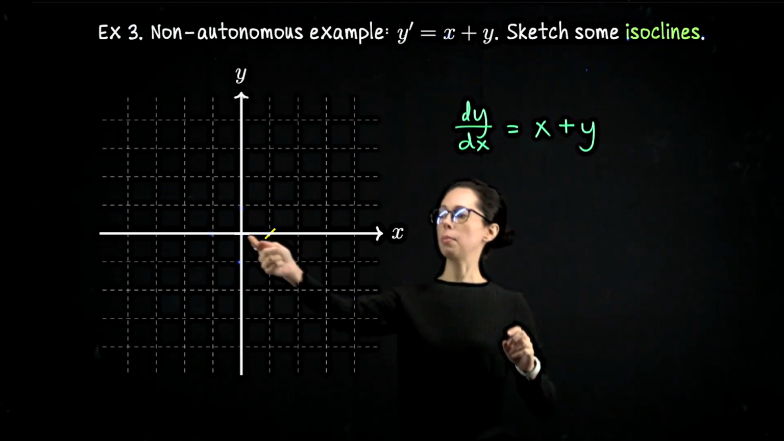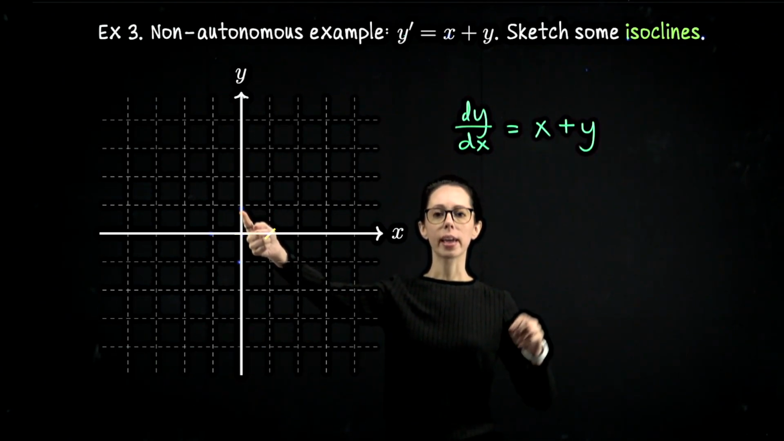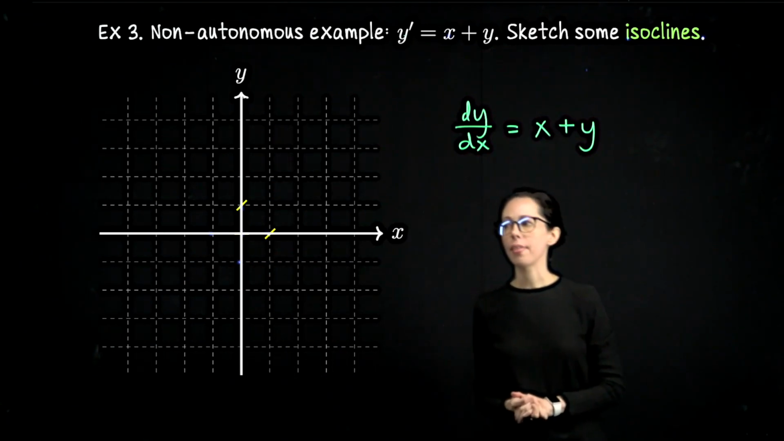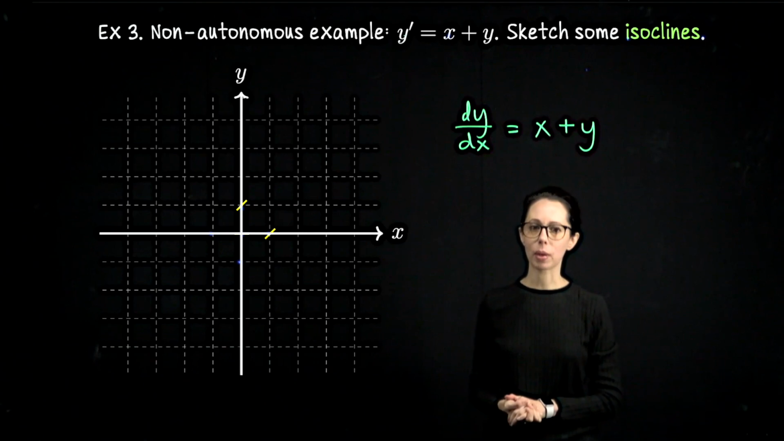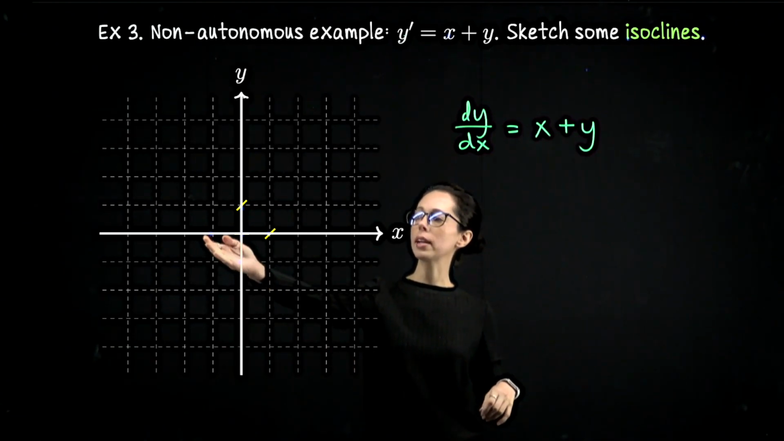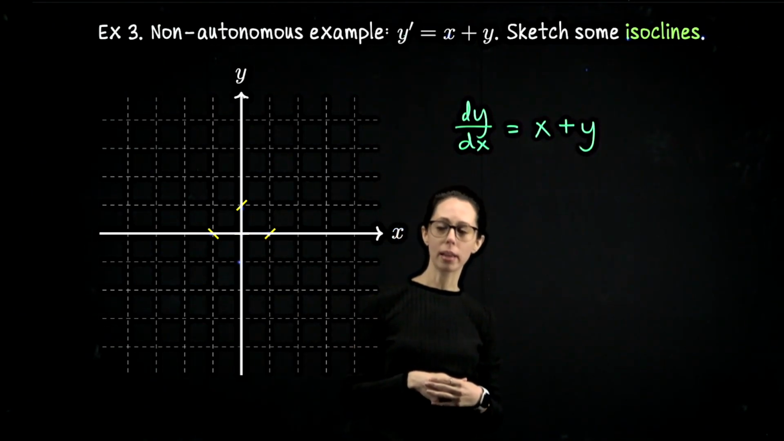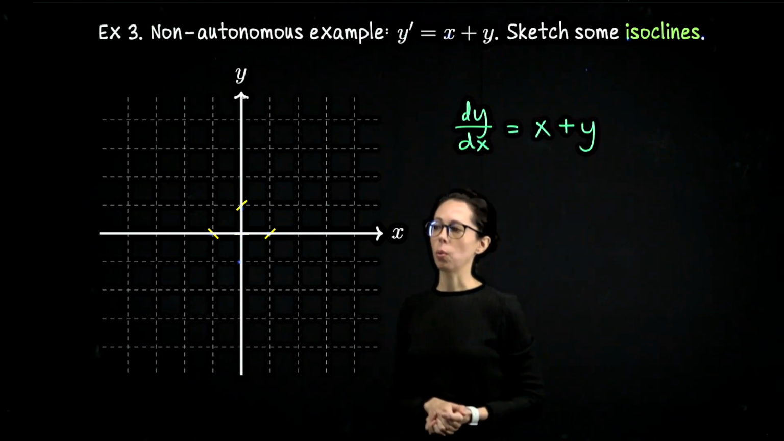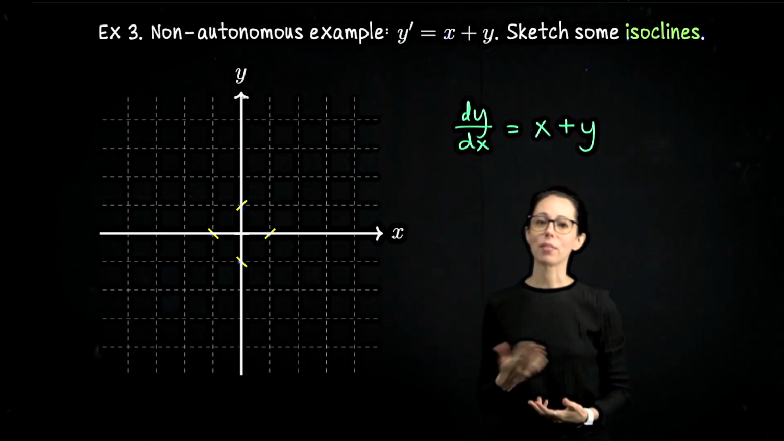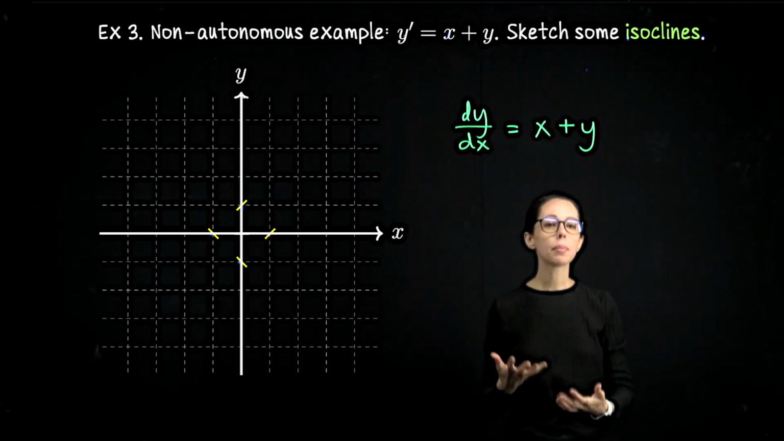Similarly, if we come up 1 unit to the point 0, 1, now we're looking at a slope of 0 plus 1. So once again here, at that point, I'm going to put a little line segment with slope 1. Let's go left and down. If we're over at -1, 0, that's -1 plus 0. So here, the slope is -1. And likewise, down 1 unit on the y-axis, we have 0 plus -1. So we have another little line segment with slope -1. And we can keep doing this.